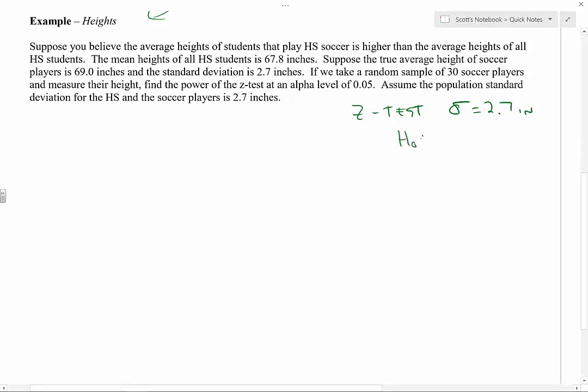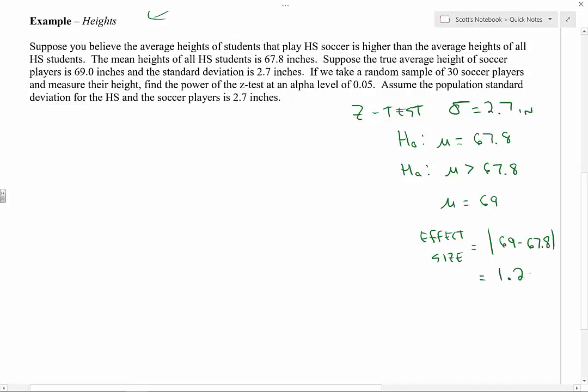Let's set up the null and alternate. The null is that soccer player heights are the same as high school heights, against the alternate, where we want to prove that the heights are actually larger than the 67.8. So the true mean is actually 69. Therefore, we can calculate the effect size. You need to know what effect size is for Monday's test. It's the difference between the true mean and the hypothesized mean. So it looks like it would be about 1.2. That's the effect size.